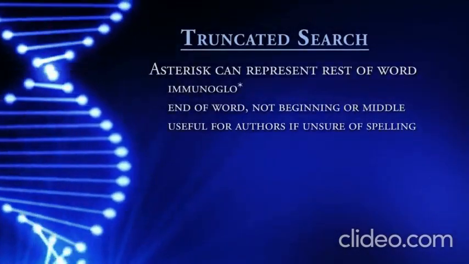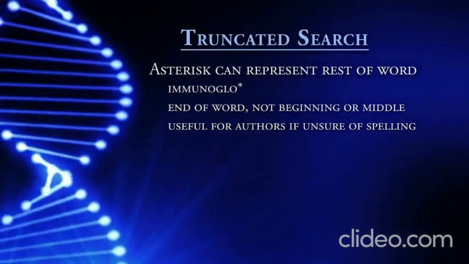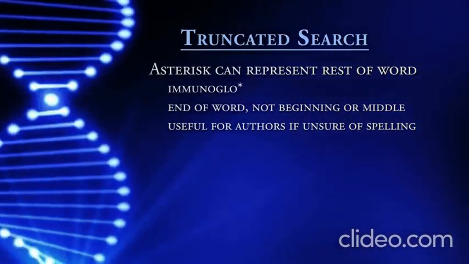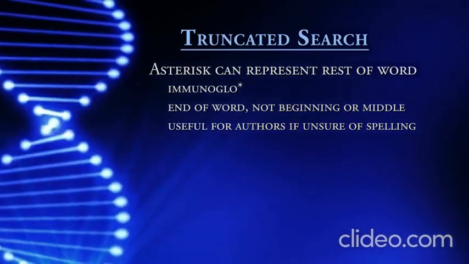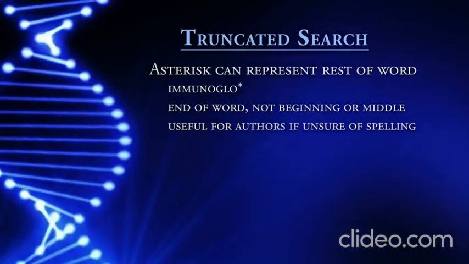The truncated search can be very useful if there are variations of a word. For instance, if you're unsure of spelling or if there is a singular plural issue, an asterisk can represent the rest of the word. The asterisk can only come at the end of the word and not at the beginning or the middle. Immunoglobulin asterisk will hit both the singular immunoglobulin and the plural immunoglobulins. You don't need to search twice.